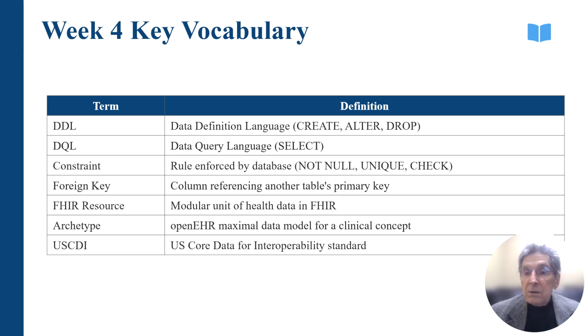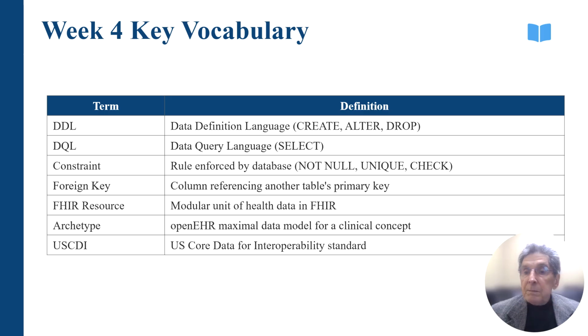The not null means a column must have a value. Unique means no duplicate values, so you can't have two rows that have the same value for that column. Check validates a condition. Primary key uniquely identifies rows. Foreign key references another table. And constraints maintain data integrity.